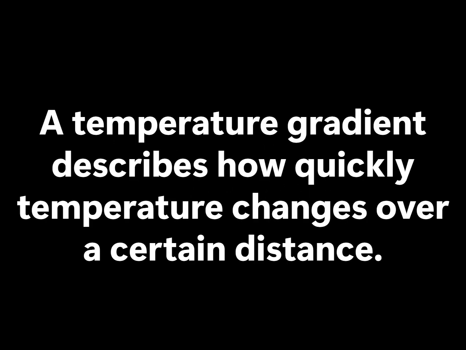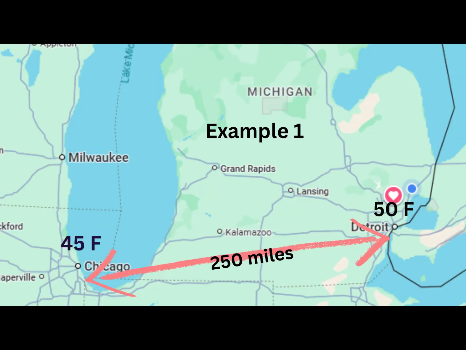Now, let's talk about the temperature gradient. A temperature gradient describes how quickly temperature changes over a certain distance. To understand this better, let's look at two examples. Detroit and Chicago are about 250 miles apart, and the temperature can change in very different ways across that distance.